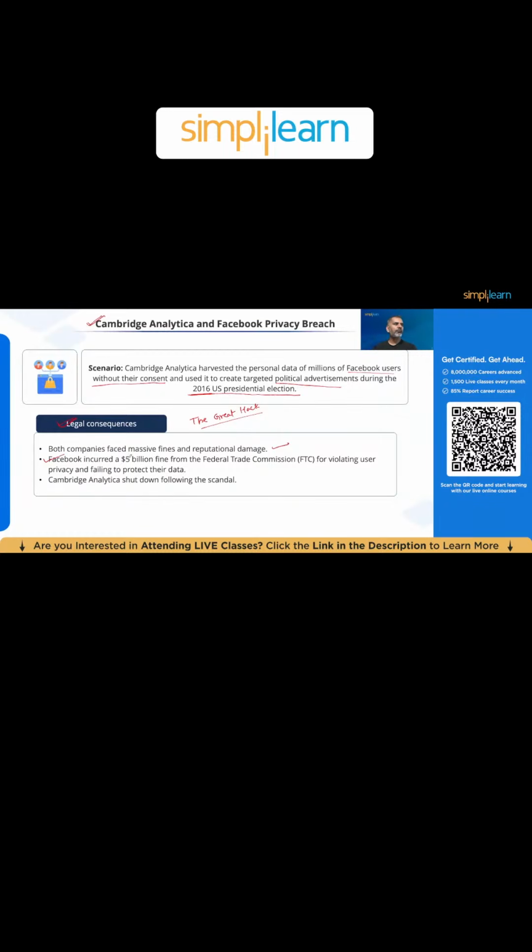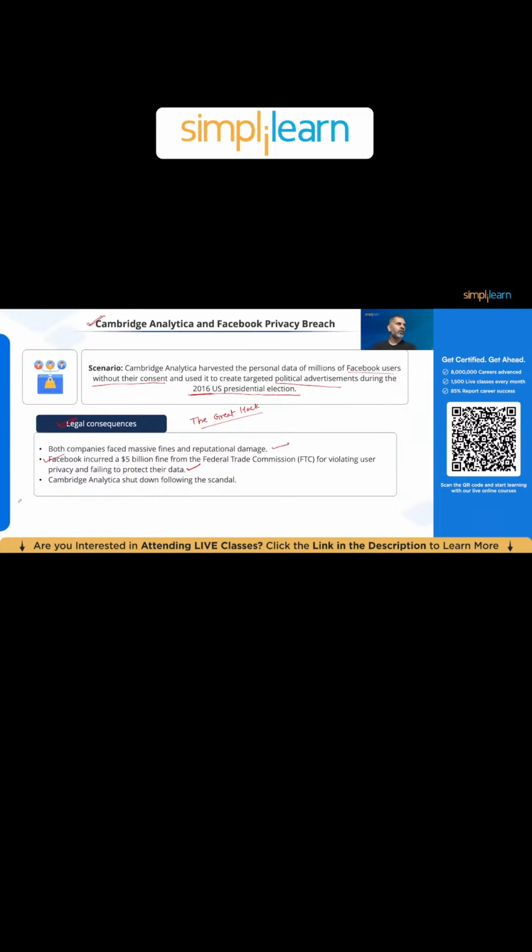Facebook incurred a $5 billion fine from the Federal Trade Commission for violating user privacy and failing to protect their data. And Cambridge Analytica shut down following the instruction. So that company was shut down following that instruction. Now you see the legal consequences. You can be in a situation where you have to shut down your organization or your firm.